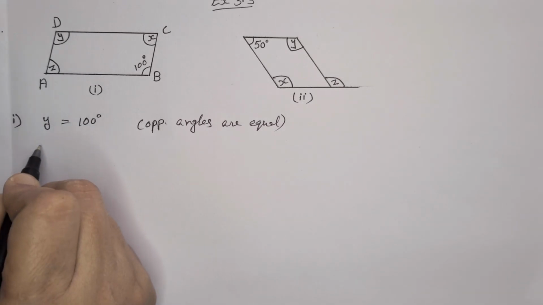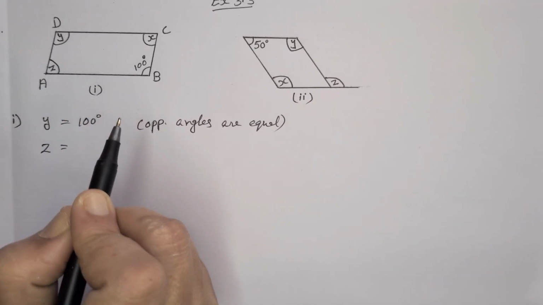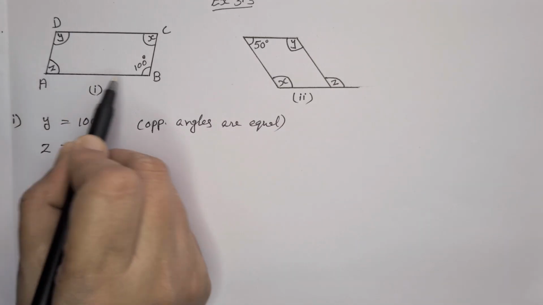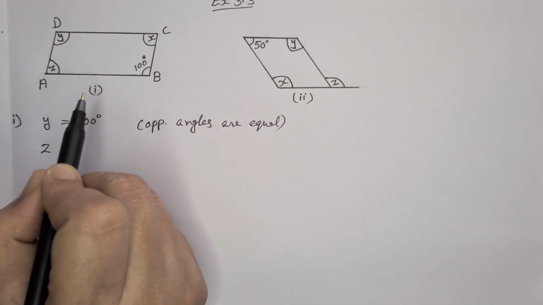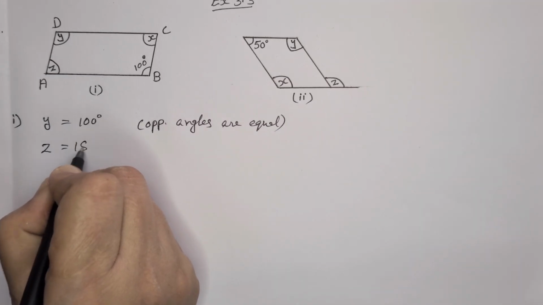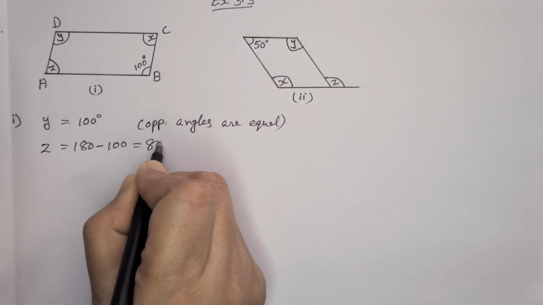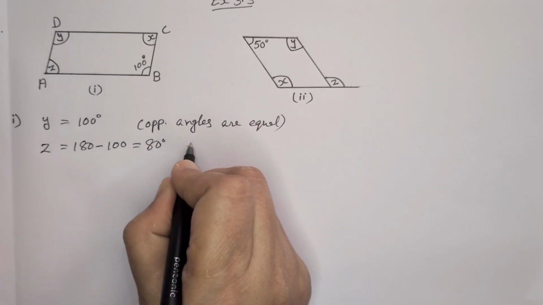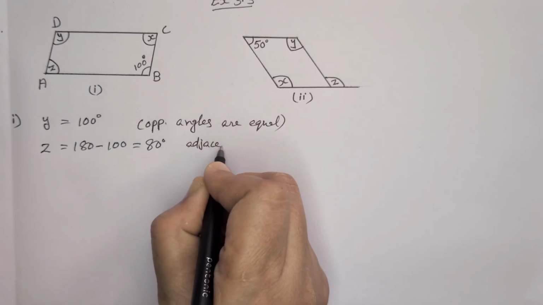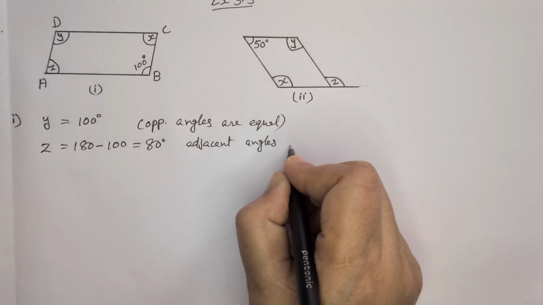Then Z. Z is equal to, these two angles are supplementary, adjacent angles. Adjacent angles in a parallelogram are supplementary. So we can write Z is equal to 180 minus 100 is equal to 80. Reason is adjacent angles are supplementary.